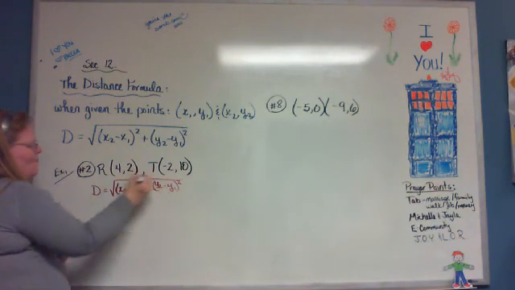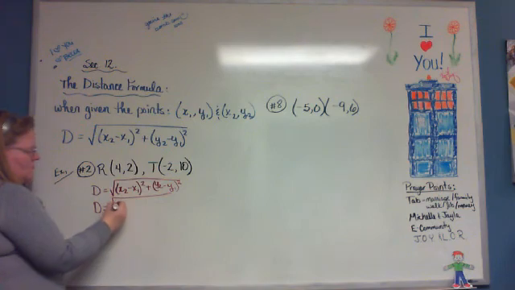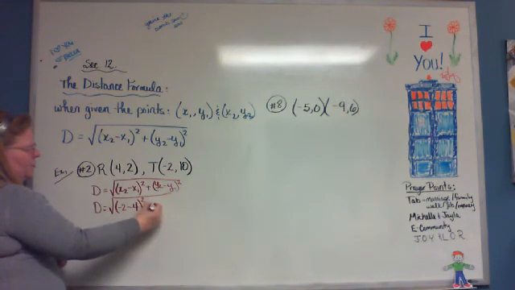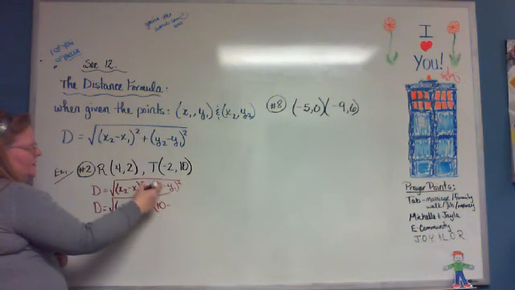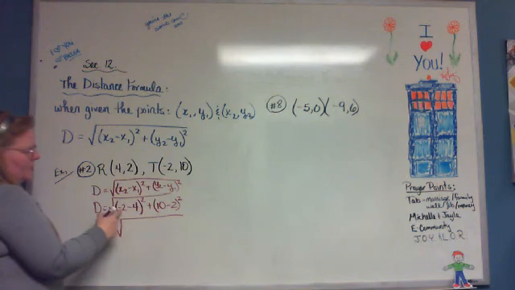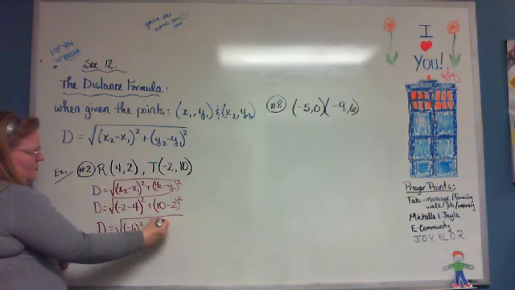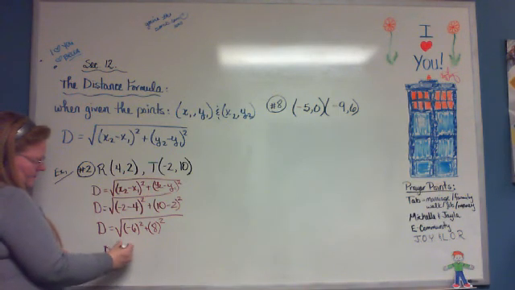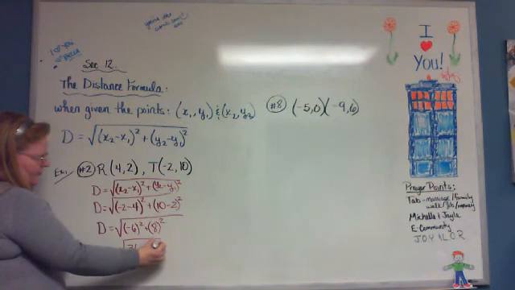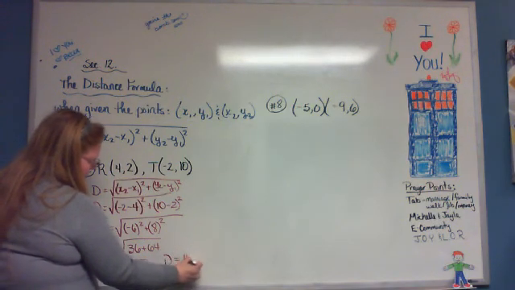Y2. x2 is negative 2 minus, because there's a minus in the formula, x1 is 4, close parentheses squared, plus y2 is 10 minus, because there's a minus in the formula, 2 squared. Negative 2 and negative 4 give me negative 6 squared, plus 10 minus 2 is 8 squared. Negative 6 squared is a positive 36, plus 8 squared is 64, which makes D equal to the square root of 100, so D is equal to 10.